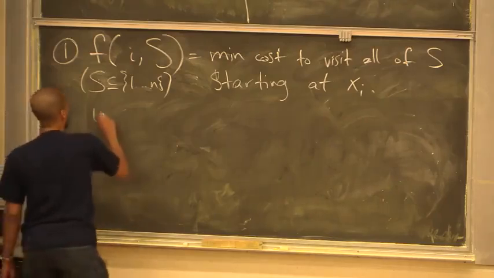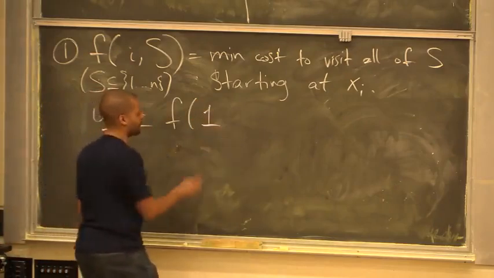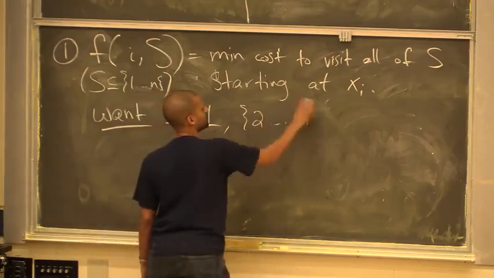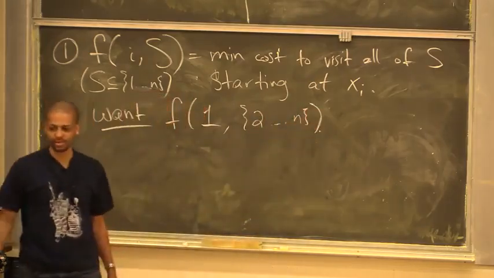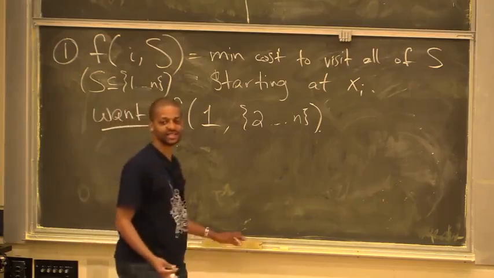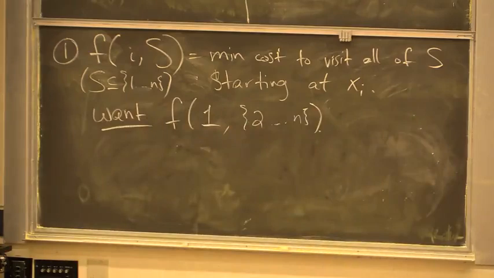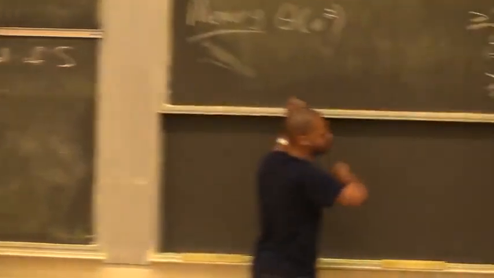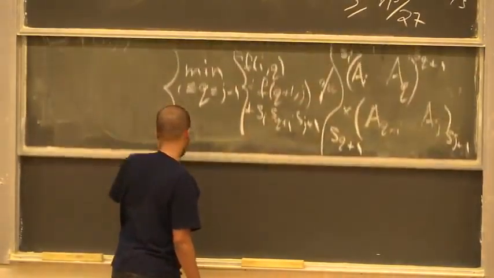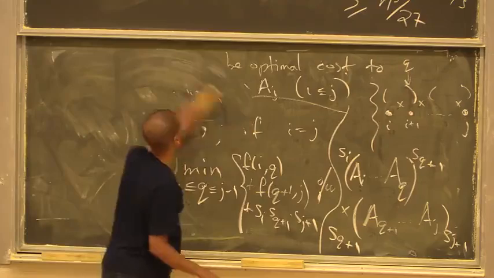And what do we want? We want f of 1, we start at 1, comma, we need to visit everything else, so the set 2 up to n. So that's what we want. You can already see that there are a lot of states, because there's an exponential number of subsets. So let's write a recurrence relation.